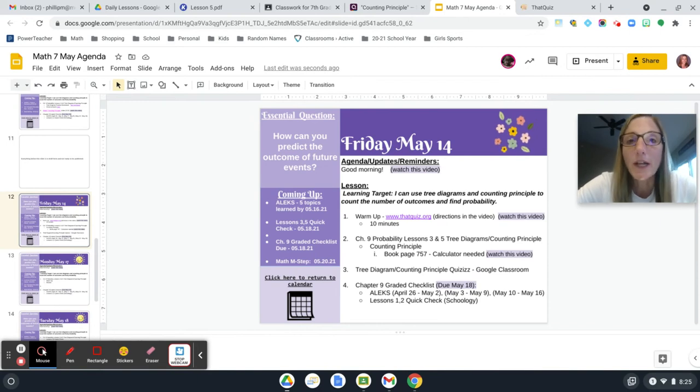So the learning target: I can use tree diagrams and counting principle to count the number of outcomes and find probability. We're really going to get into counting principle today, really lesson 5, but I'm also going to talk about how that works together with lesson 3 with the tree diagrams that we've been working on the last few days.